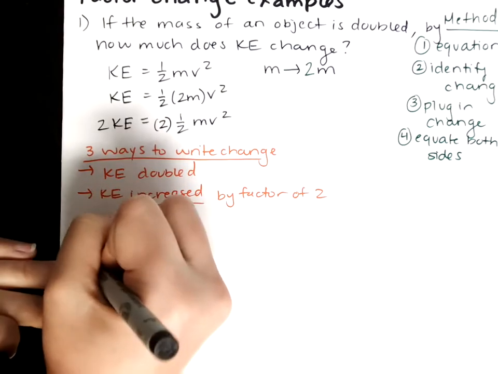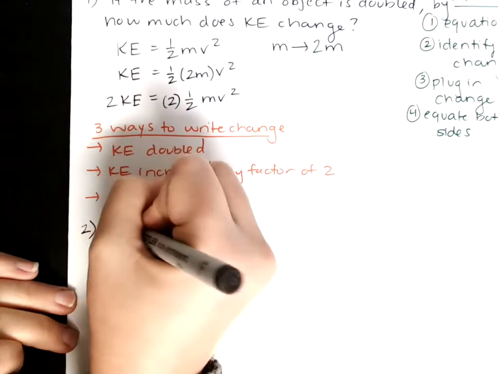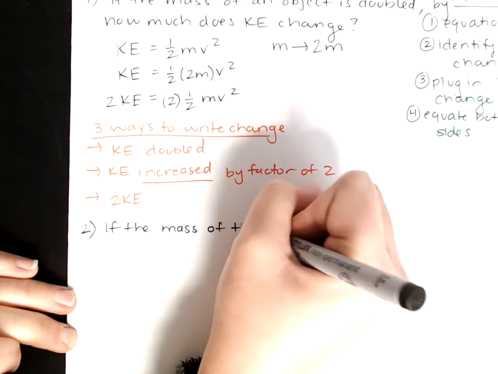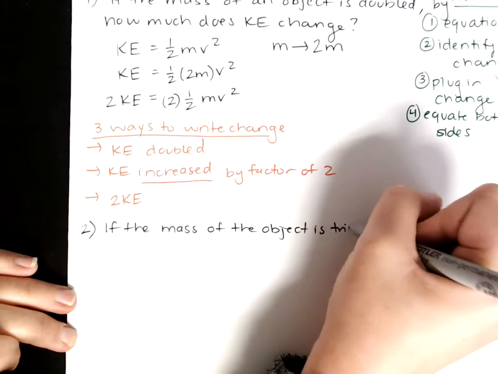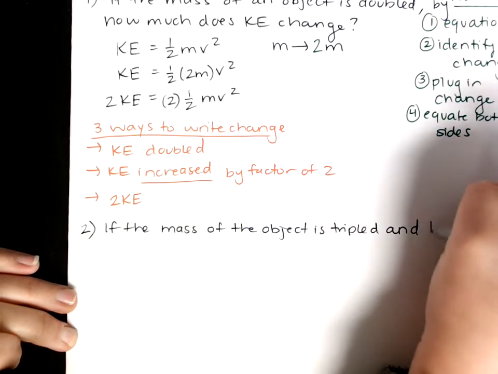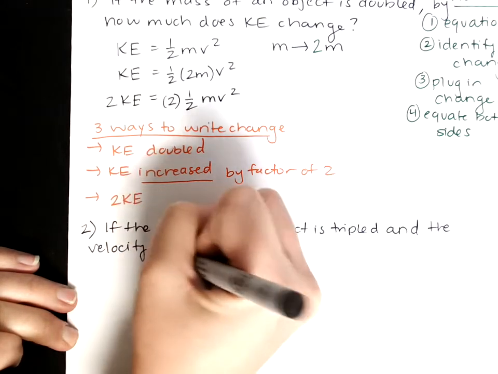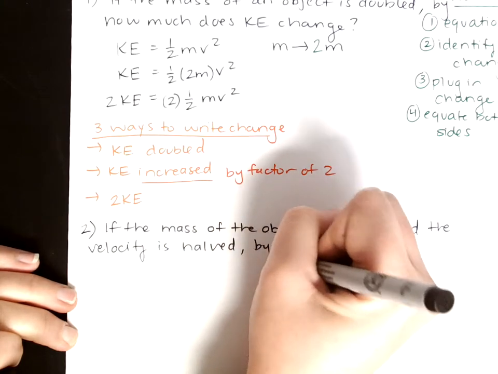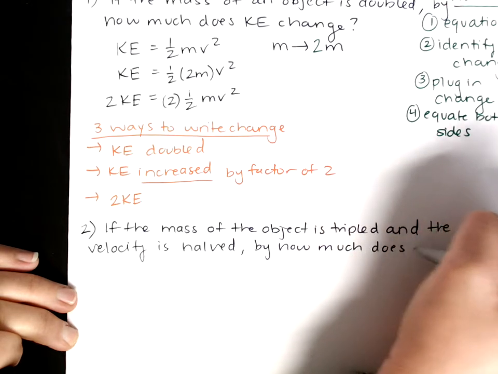Example 2. This one will be a little bit harder. If the mass of the object is tripled and the velocity is halved, by how much does kinetic energy change?